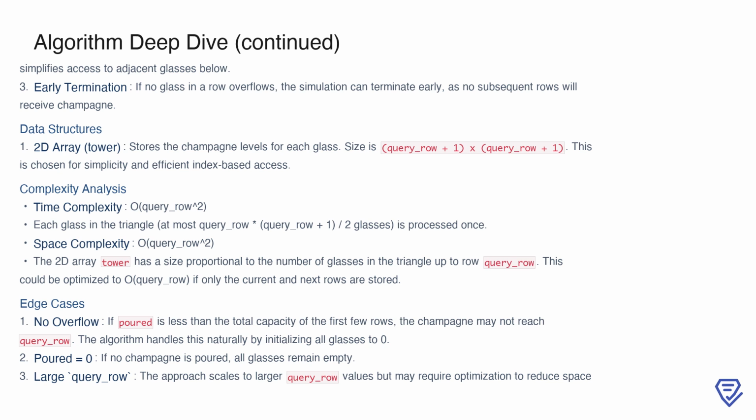In terms of complexity, the time required is proportional to the number of glasses in the triangle, which is roughly O(query_row squared). Similarly, space usage is also O(query_row squared) due to the size of the array. However, this can be optimized to O(query_row) by only storing the current and next rows at any point. This balance between simplicity and efficiency makes the approach both practical and scalable.